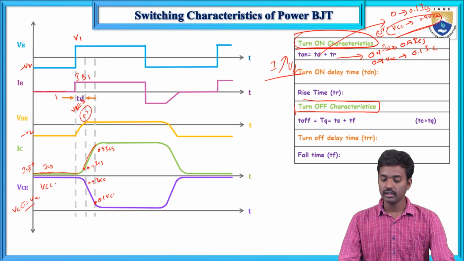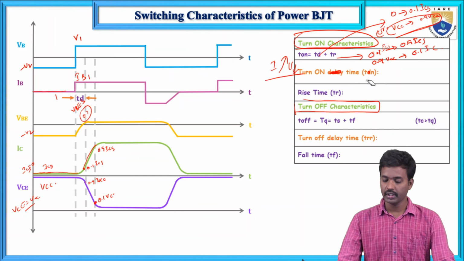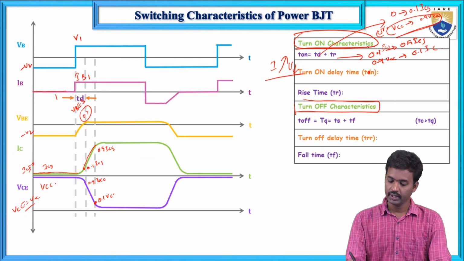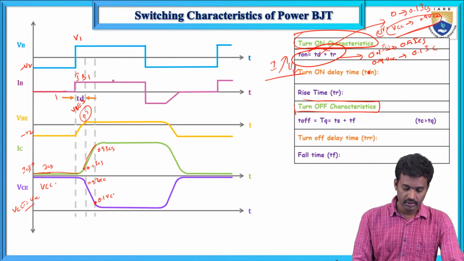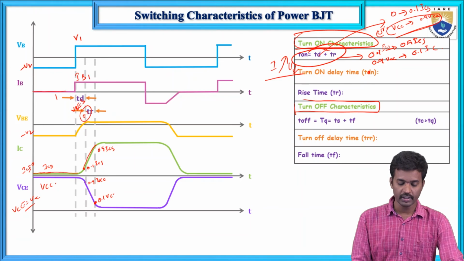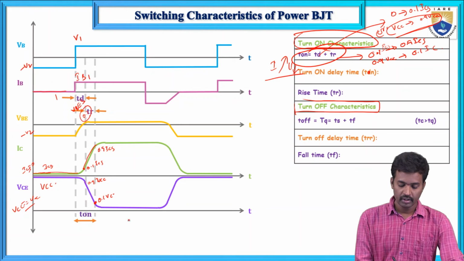Now for the turn on characteristics, turn on time means TD plus TR. Another thing: this duration is the rise time, and the transistor turn on time equals TD plus TR. Then this is the conducting period, the conduction time.